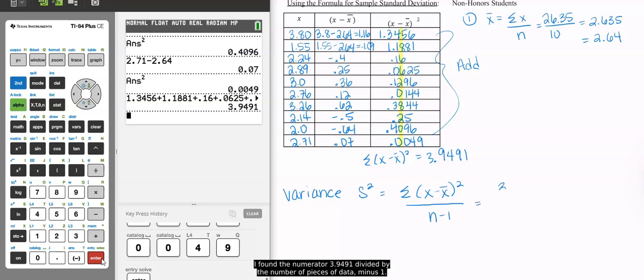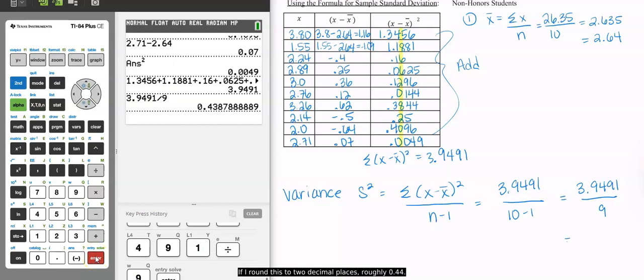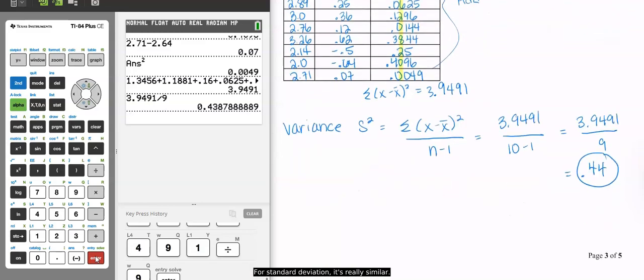So I found the numerator, 3.9491, and I'm going to divide it by the number of pieces of data minus 1. So 10 minus 1. So 3.9491 divided by 9. And so if I round this to 2 decimal places, roughly 0.44. And GPA does not have a unit attached, but if we saw a unit, the unit would be squared for variance. For standard deviation, it's really similar.